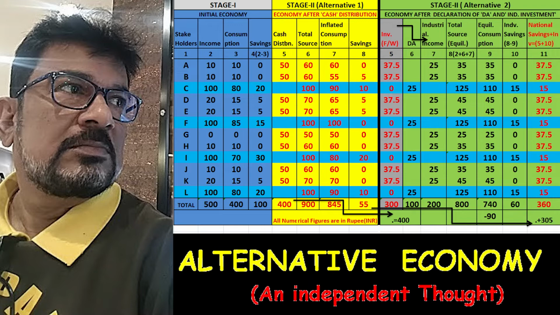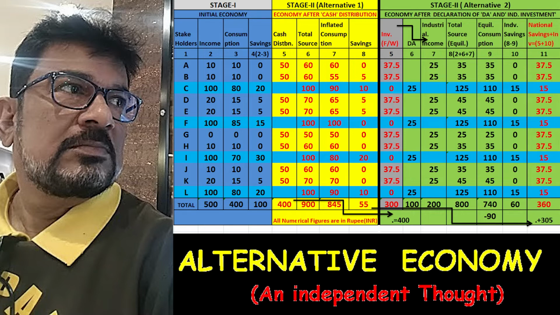Total source of income, that is equilibrium income. Equilibrium income for A is 35, that is his initial income was 10 and industrial income 25, that is 35. B initial income 10, industrial income distributed to him is 25, that is 35. C is a stable income stakeholder, 100 and 25 DA, 125, and D 20 initial income and industrial income 25, total 45, and being so total income generated is rupees 800. The society's income is 800. That is equilibrium income, because there is no scope to increase or decrease the income. Therefore, we assume that here the equilibrium is gained.